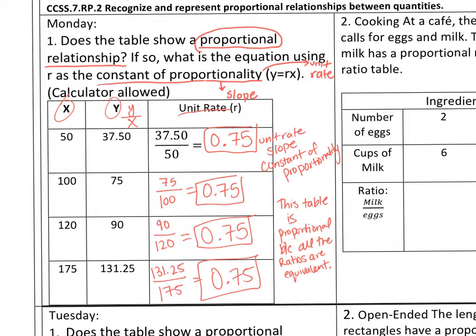All right, the second part says, if that is proportional, and it is, what is the equation using r as the constant of proportionality and y equals rx? This is probably the easiest part. You just have to pay attention. So the equation is y equals rx. Instead of writing r, you write your constant of proportionality, and your constant of proportionality is 0.75. So you would write this equation. I'm going to write it in purple. y equals 0.75x. That's my equation.